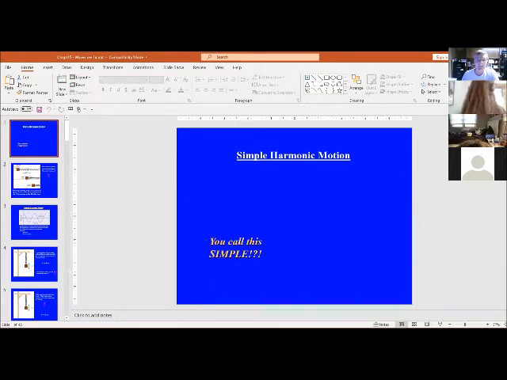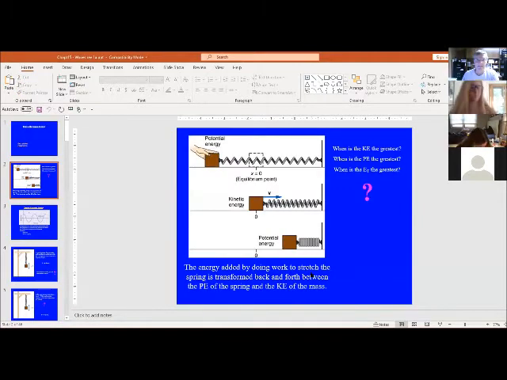Now remember, you call this simple? Oh my God. All right, here we go. So this slide should look very familiar. So let's ask some of these warm-up questions. You have a sketch with 3 parts, top part, middle part, bottom part. When is the kinetic energy the greatest in this system?